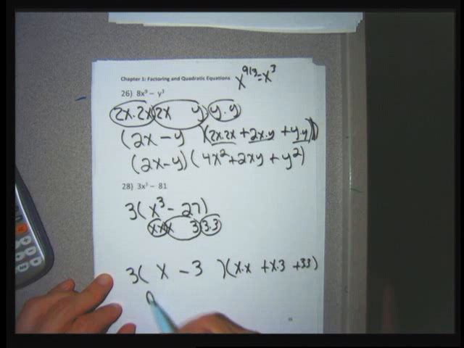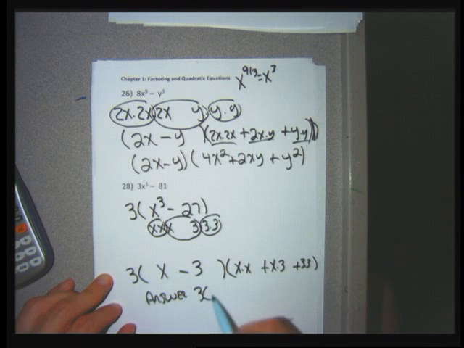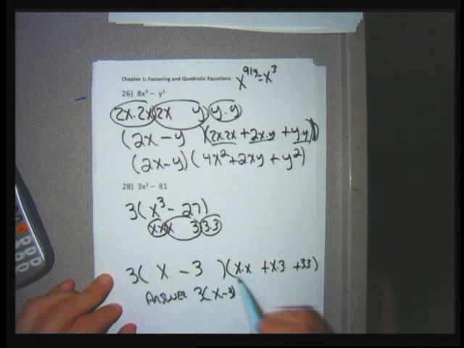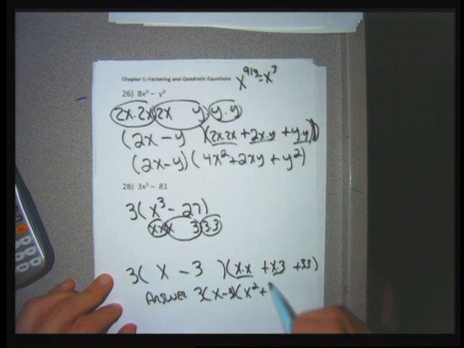My answer is going to have that common factor of 3, then the x minus 3, and then I'll start multiplying. X times x is x squared. X times 3 is 3x. 3 times 3 is 9.